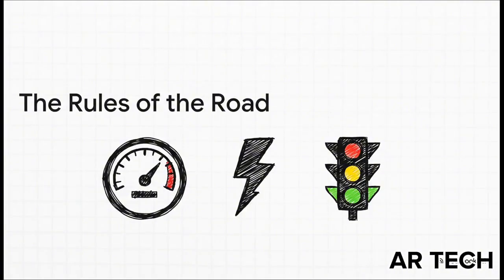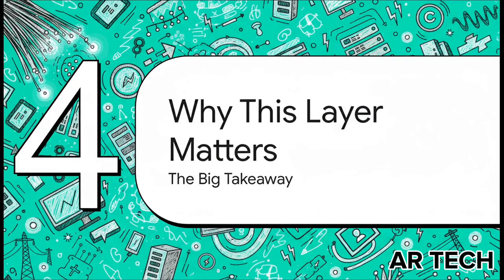Now, a highway without rules would just be total chaos. And it's the same thing here. The physical layer sets those rules. Data rates, that's just the speed limit. Voltages, that's kind of like the engine power for electrical signals. And signal timing, oh, this one is crucial. It acts like a perfectly synchronized system of traffic lights, making sure all that data doesn't just smash into each other.